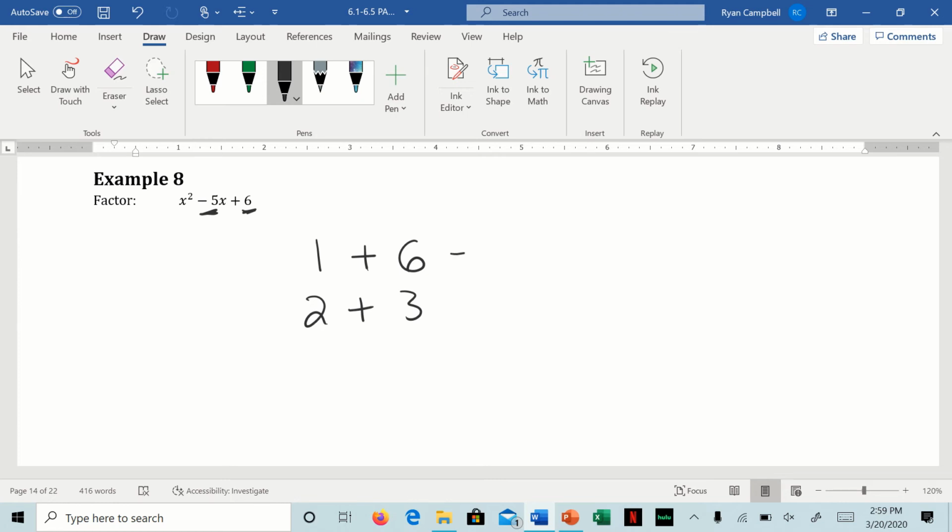So when we add these together, what do we get? So 1 plus 6 is 7. So that's not what we want. 2 plus 3 is 5. It's not -5, so that's also not what we want. So let's think about this.